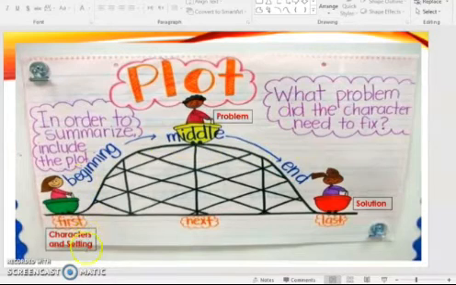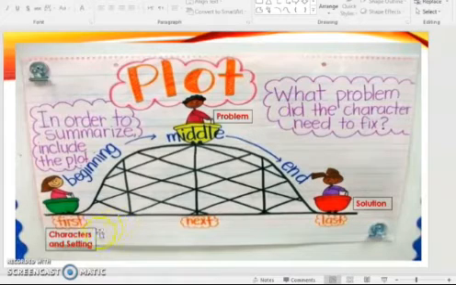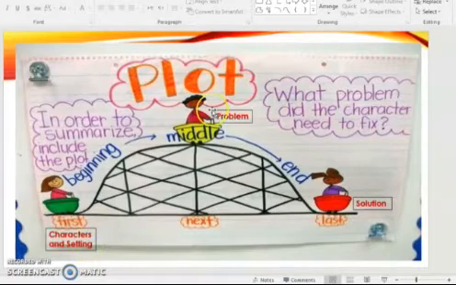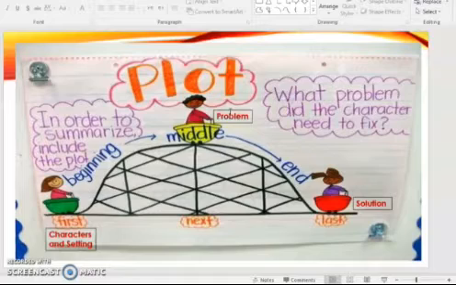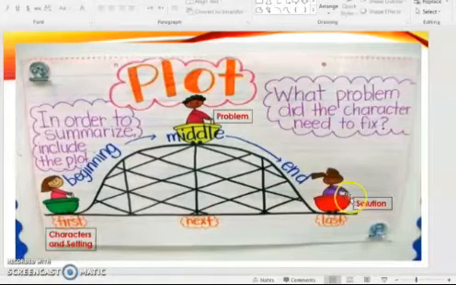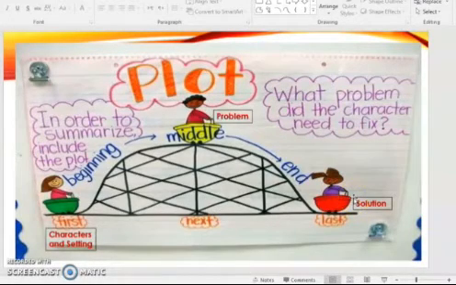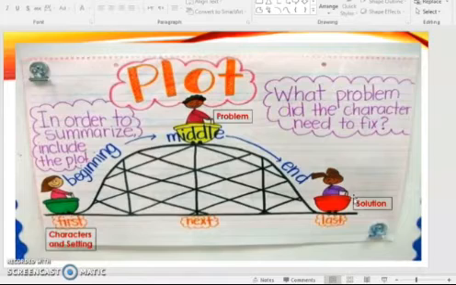In the beginning, you mention the characters and setting, and here in the personal narrative, the character is you, so you use the pronoun I, and the setting is place and time. In the middle, you mention the problem and the details, the supporting details, the events that happened in your own story. And at the end, in the ending sentence, you mention the solution. How is the problem solved? And you can also mention what lesson you learned from your own story. What is the lesson that you learned from this story?